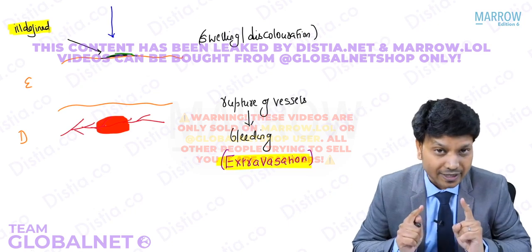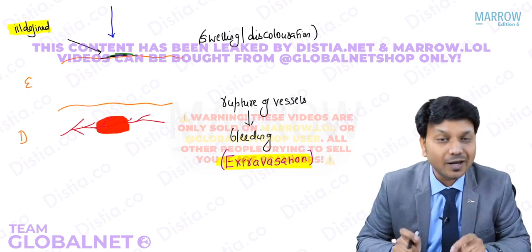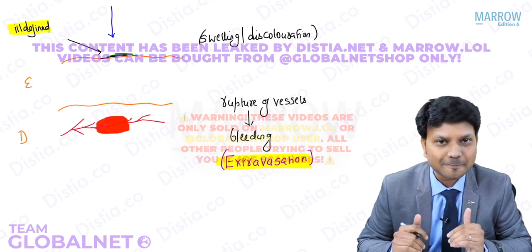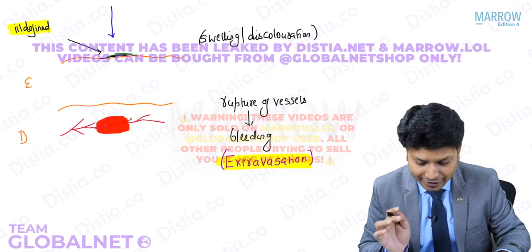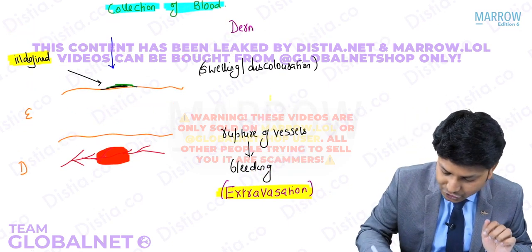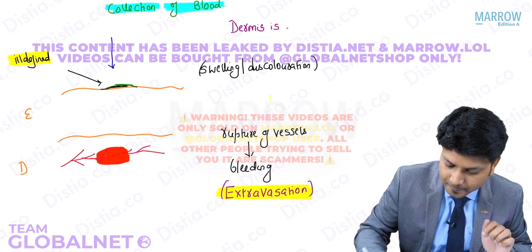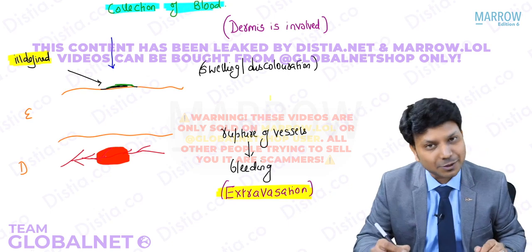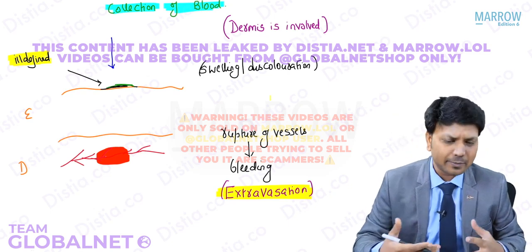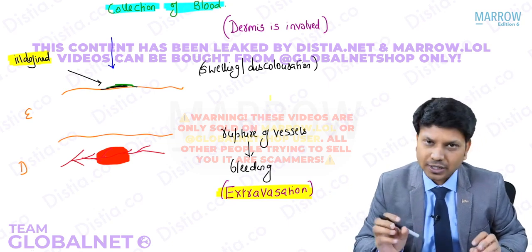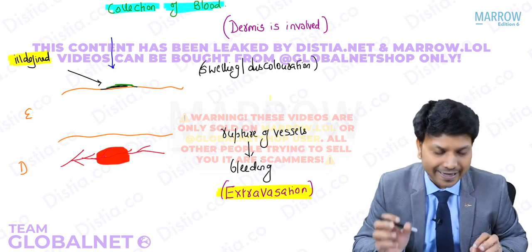You can also note that, can you tell me which layer of the skin is affected? Is it epidermis or dermis? Yes, epidermis is not injured, only the dermis is getting affected. Dermis is injured, dermis is involved. In contusion, you have the involvement of only the dermis. There can be an associated abraded contusion, but that's a different thing. In pure contusion, you see only the dermis getting involved.